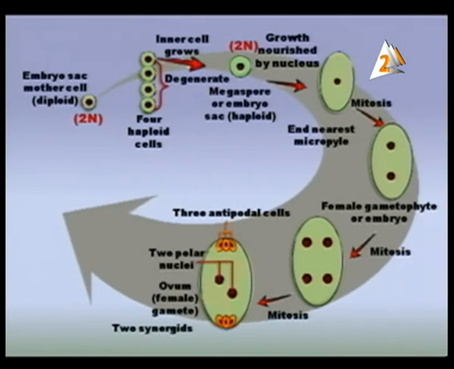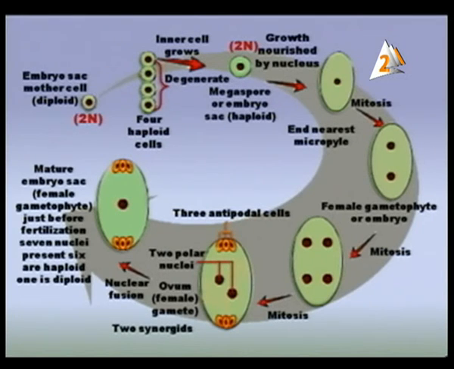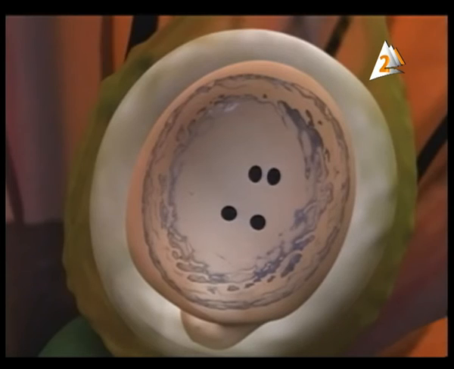Each one of the two groups takes some of the cytoplasm surrounding it and forms antipodal cells, and then the ones near the micropyle, the central one is called the egg, and the other two are called synergid cells. The ovule, in such a way, becomes ready for fertilization.